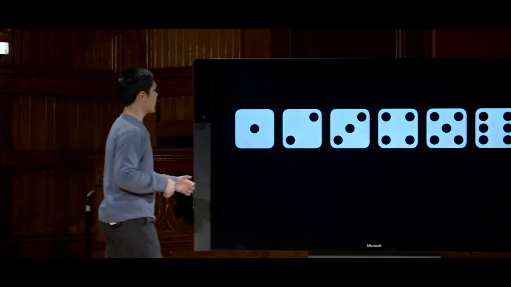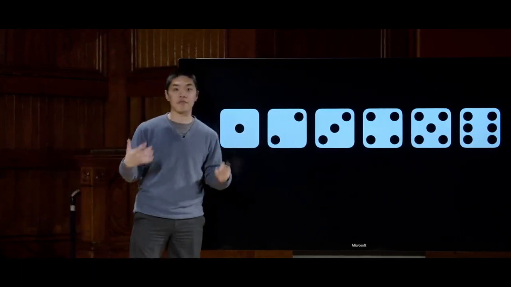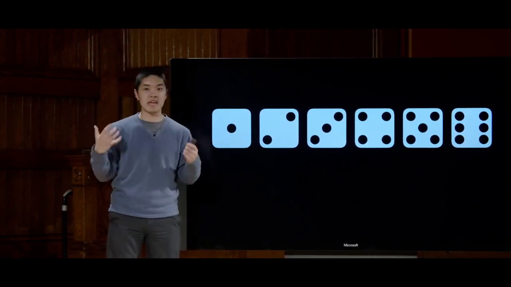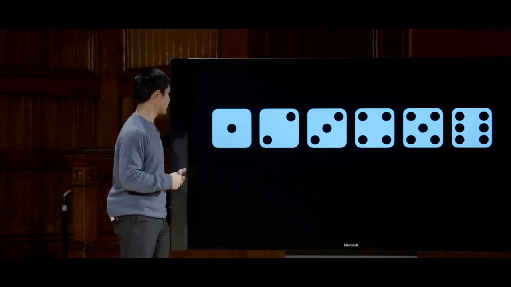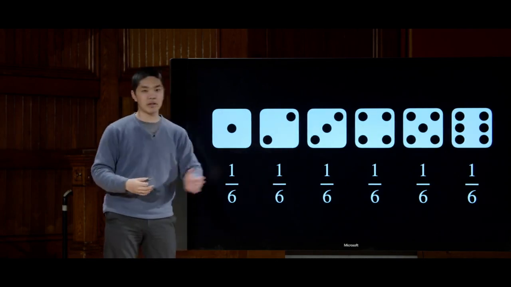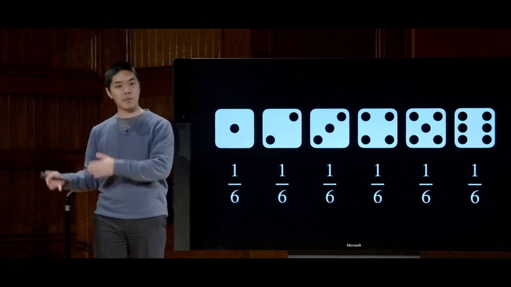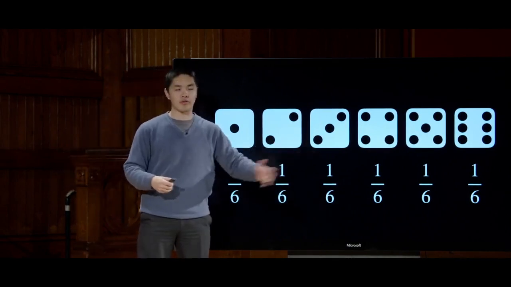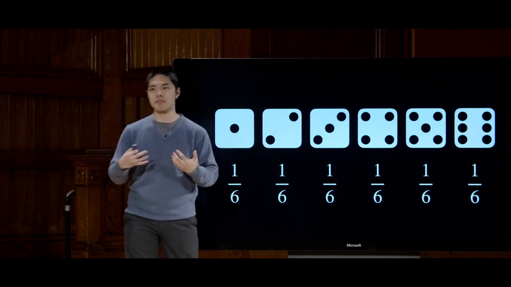So for example, if you imagine I have a fair die with numbers 1 through 6, and I roll the die, each one of these rolls has an equal probability of taking place, and the probability is 1 over 6. So each of these probabilities is between 0 and 1, 0 meaning impossible, and 1 meaning for certain. And if you add up all of these probabilities for all of the possible worlds, you get the number 1.